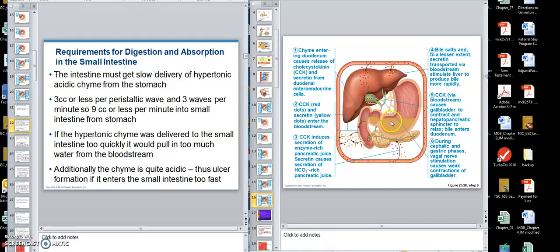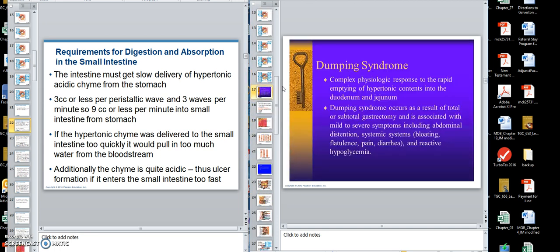Remember how we talked about 3 cc's shot out, of 30, some goes back. 3 waves per minute on the stomach. So about 9 cc's, let's say, per minute. If the hypertonic chyme was delivered to the small intestine too quickly, it would pull too much water from the bloodstream. That condition can sometimes be called dumping syndrome.